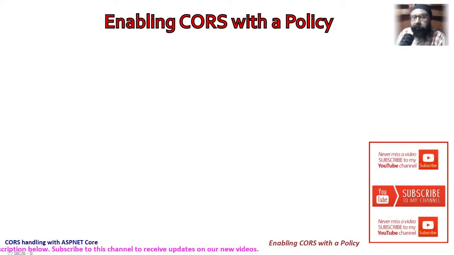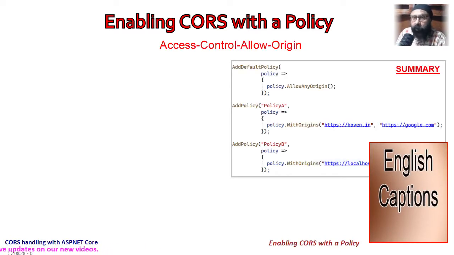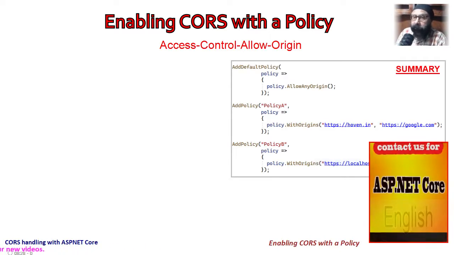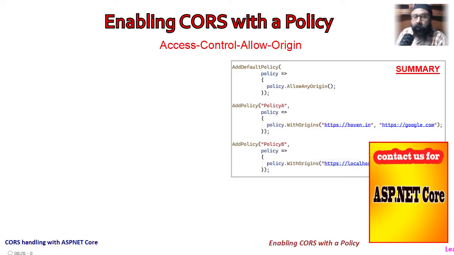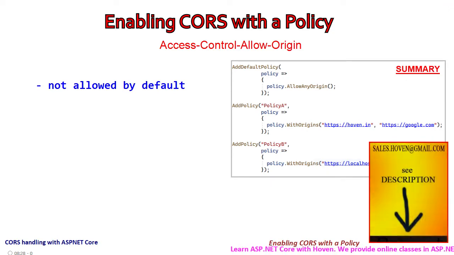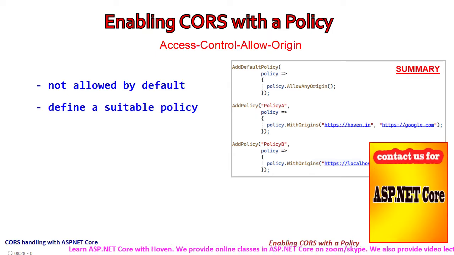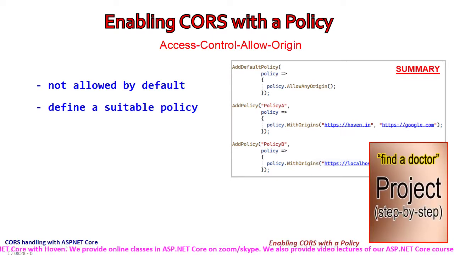An ASP.NET Core application can permit cross-origin requests by adding the Access-Control-Allow header to the HTTP response. Cross-origin requests are not allowed by default. They must be allowed explicitly. One way of doing it is by defining a suitable policy in the application pipeline. In this tutorial, we learn the steps required for doing this.